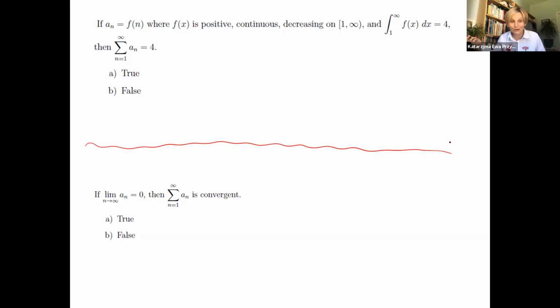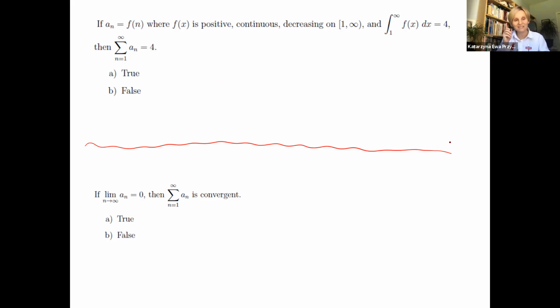Everyone, true or false? We have a 50-50 chance. I hope we remember it's false. If the improper integral is convergent, then the infinite series is convergent. If the improper integral is divergent, the infinite series is divergent, but they are never the same.